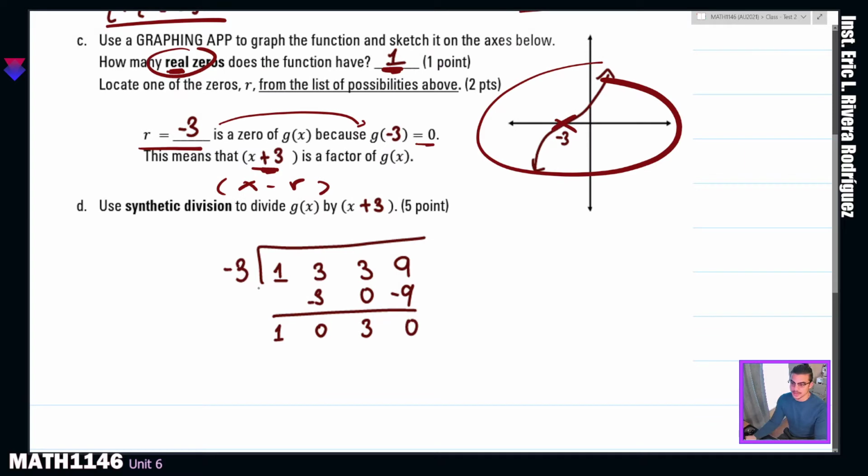Then, when we are going to do the synthetic division, we need to take into consideration the sign of that zero. -3 is a root of that polynomial, so we need to use -3 in the synthetic division.